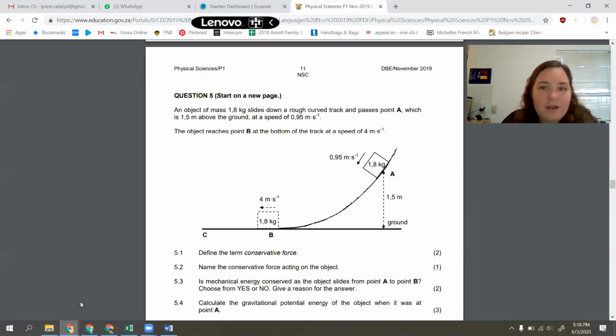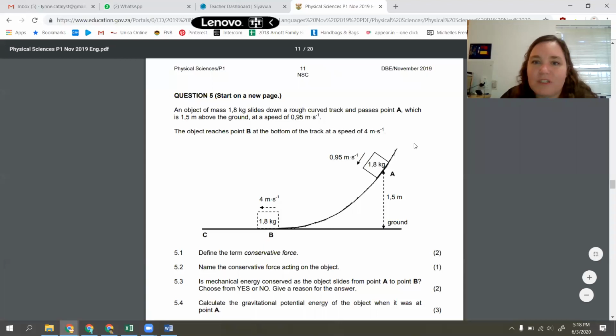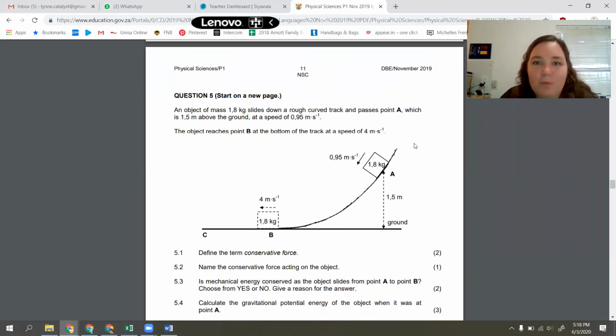All right, so I'm just going to quickly clear everything here, jump to where I was going to go to. Okay, this is directly on the DBE website. The DBE has released the paper from last year, and this is one of those typical kind of questions that you're likely to find. I'm not promising that we're going to get through the whole thing now, but at least we'll get through some of it in the time that we've got.